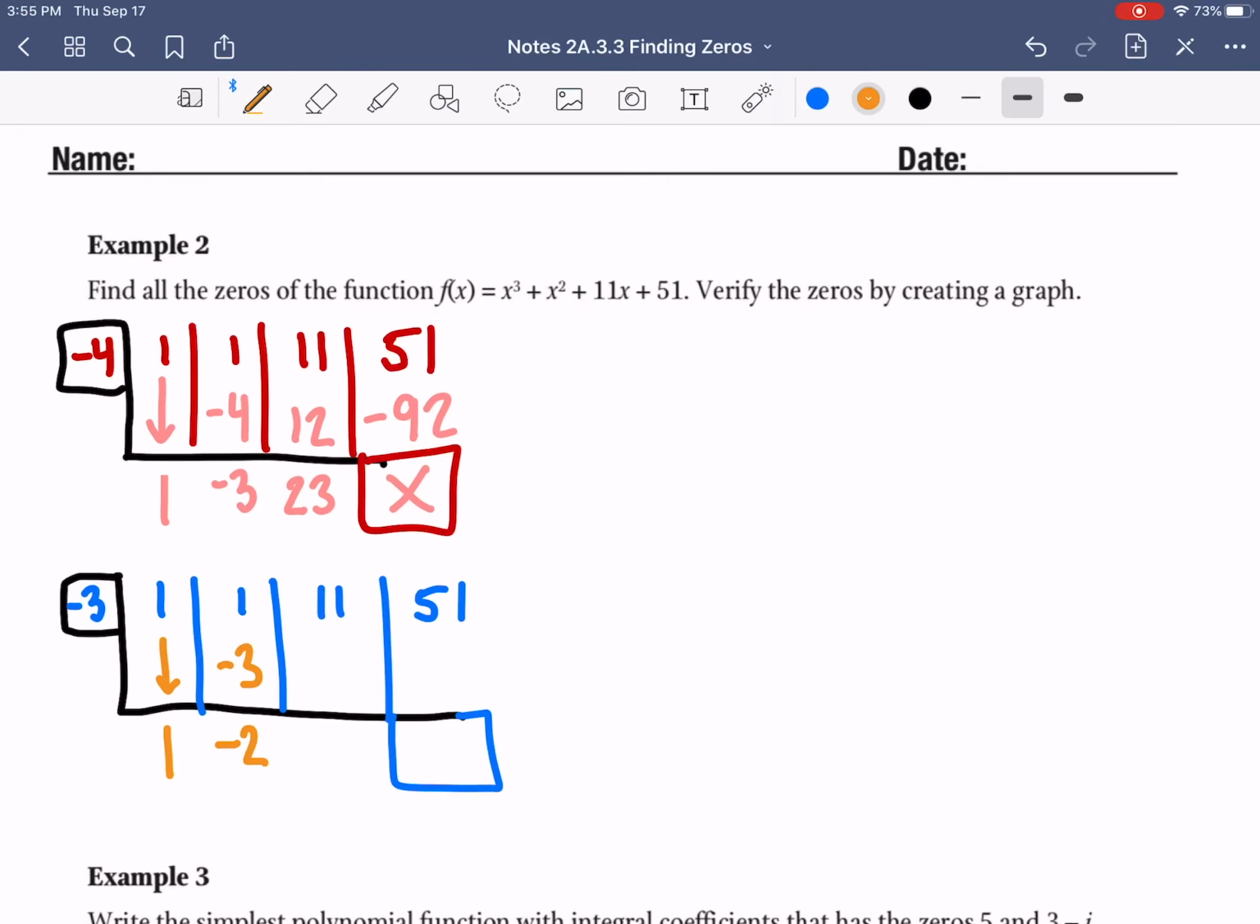Add, coming down negative 2. Multiply by negative 3, 6. Add, coming down 17. Multiply negative 3 times 17, which is negative 51. Add, coming down, and I get 0. Yay, that's a good thing.